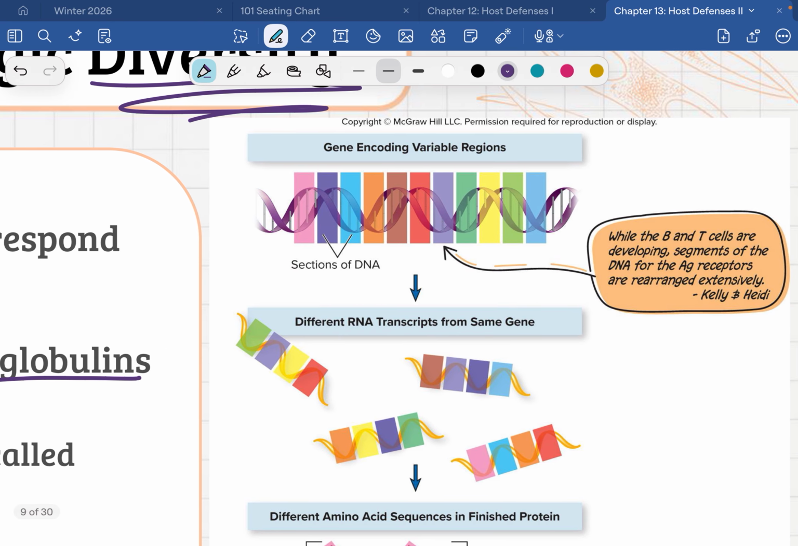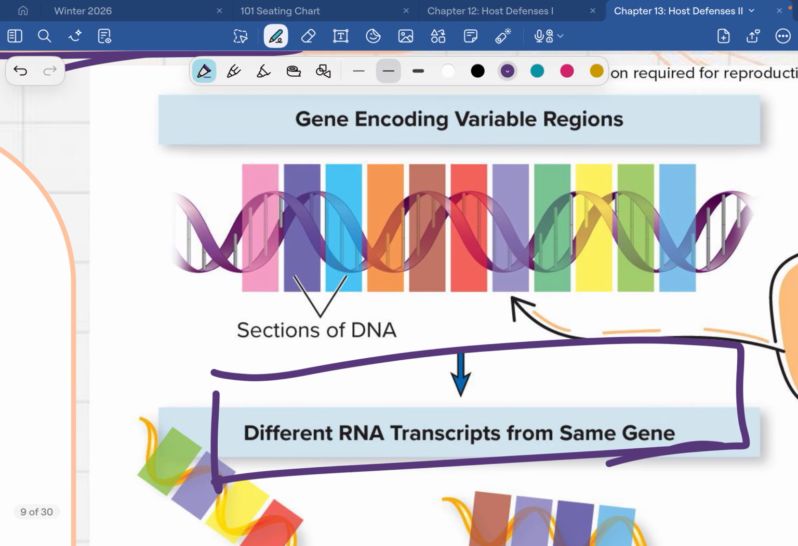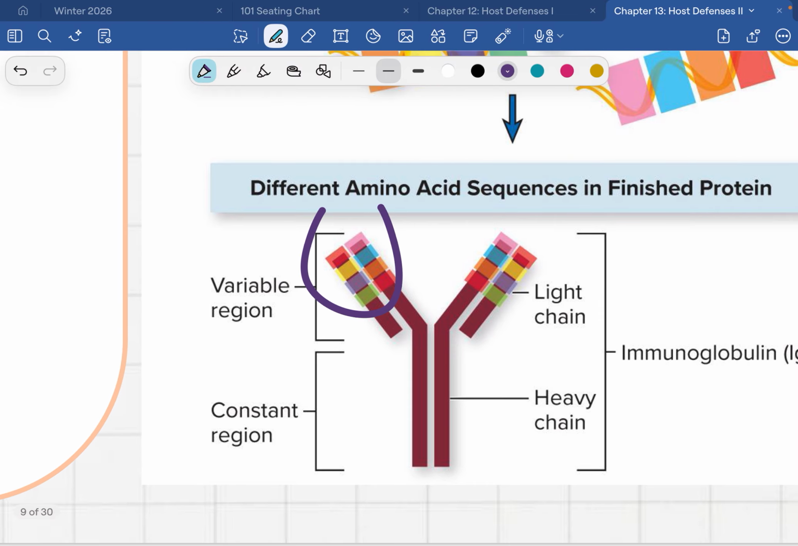Okay, and that happens, you don't have to know the specifics, but that happens through a really cool mechanism in transcription where you have all of these genes. Here they've coded them in different colors, and the genes for the immunoglobulins and the T cell receptors have all of these colors, and then as it's transcribed, it will pick and choose which color to add. So every single receptor has a different collection of colors, basically, in any order and in any number. And that's what makes each and every receptor different from the others.